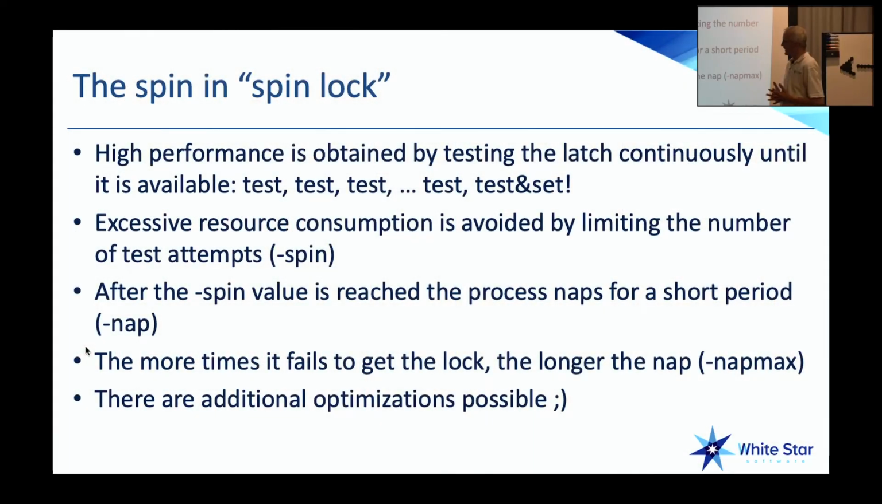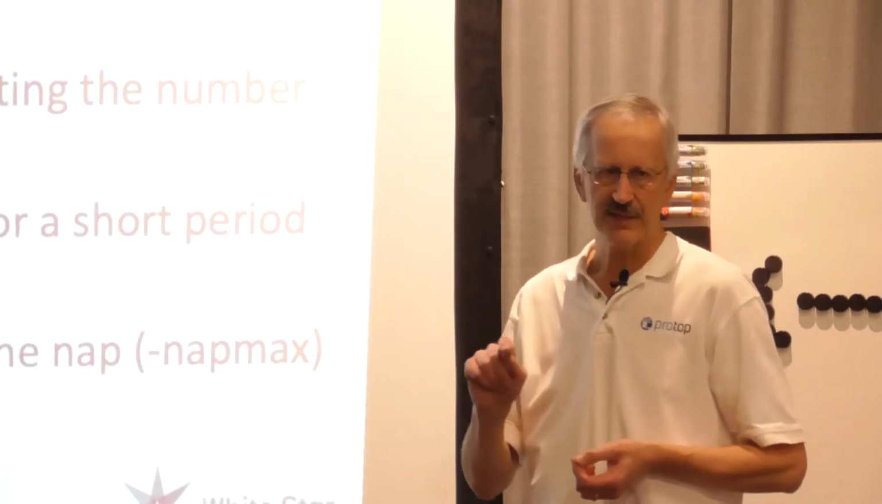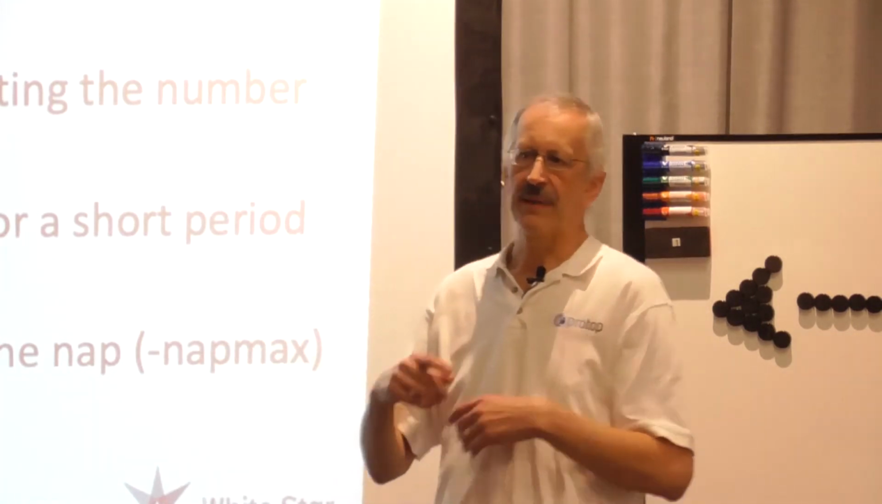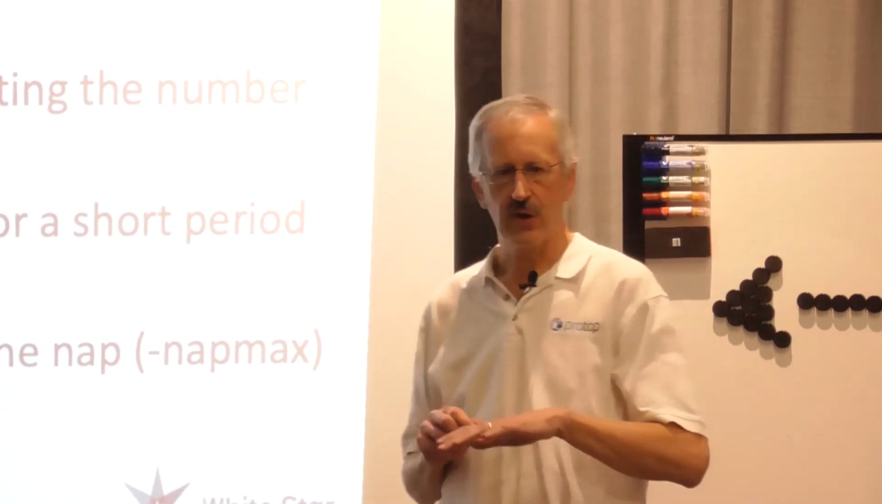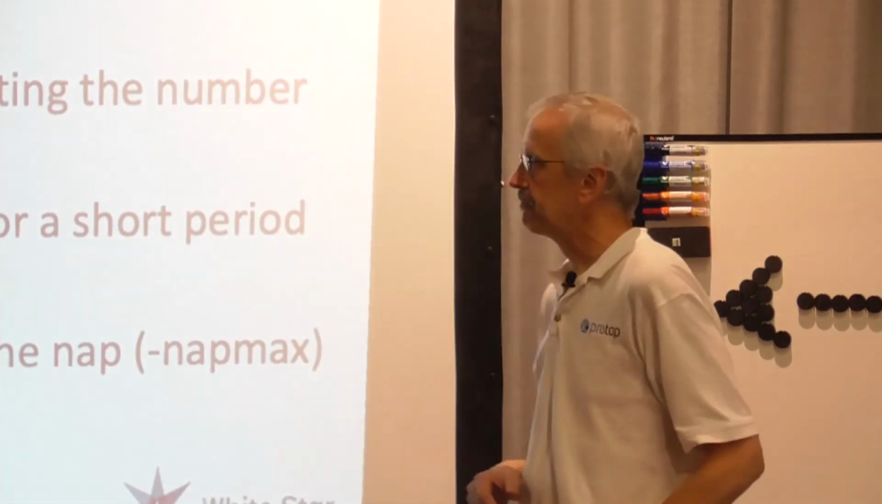So what's the spin have to do with it? Well, the high performance is obtained by testing the latch continuously. Remember I told you earlier that it's a test and set instruction? Well, what actually happens is it's a test, test, test, test, test. Oh, it looks like I might be able to get it, test and set. That makes it a little bit more efficient because you don't have to go out across the caches between the various cores and keep them coordinated.